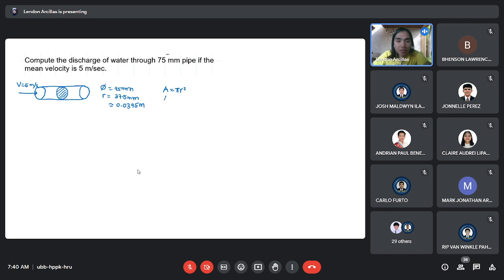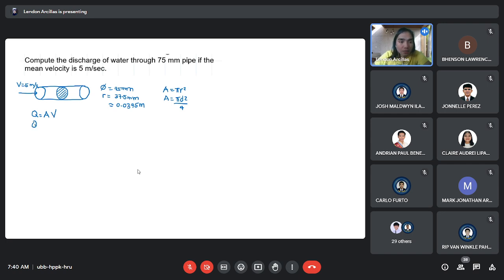Pwede naman kayong pi d squared over 4. Okay? Pwede kayong gumamit nito, but sadyang ako ay focus doon sa isang formula lamang na simple. So, pi r squared. You can use this one, and then you don't have to convert the radius. So, again, we need to find the discharge, which is the volume flow rate, equal to the area times the velocity.